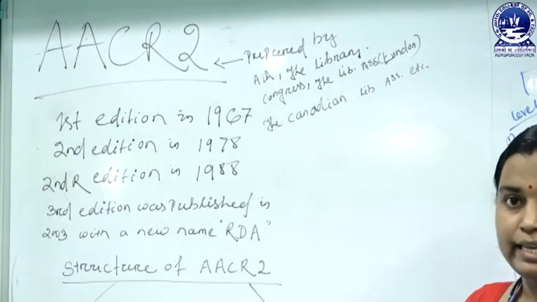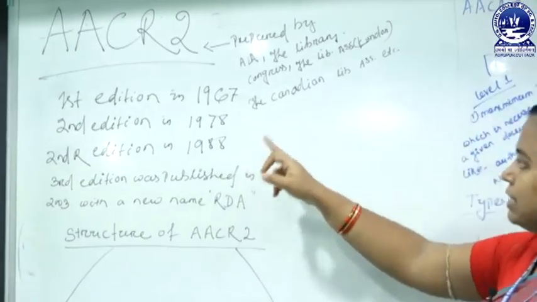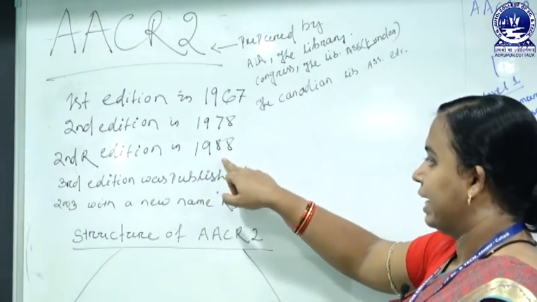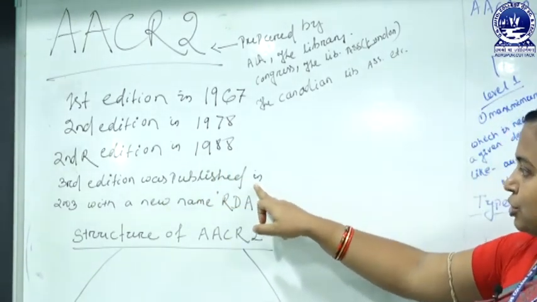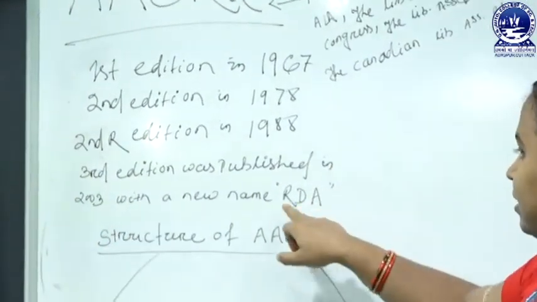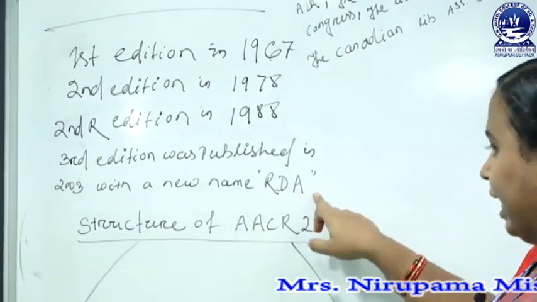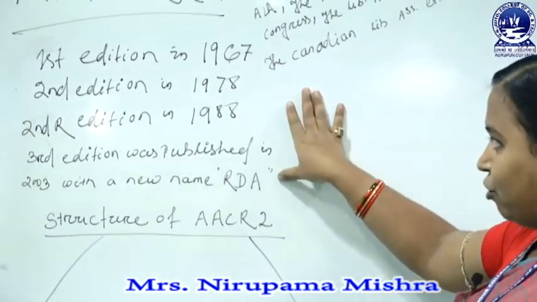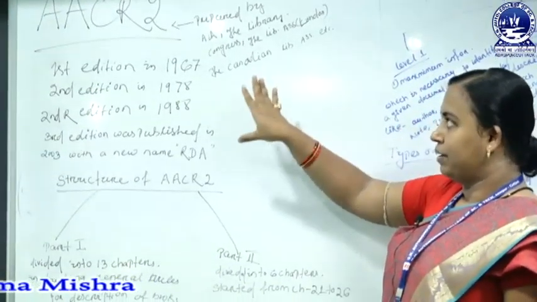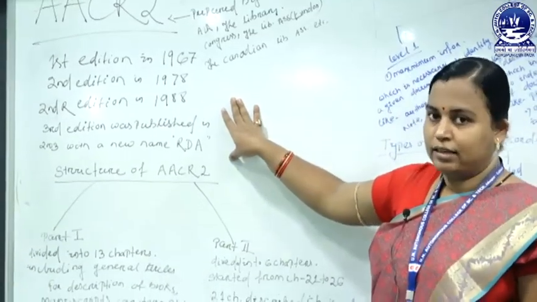The first edition of AACR was published in 1967. The second edition was published in 1978 and revised in 1988. The third edition, known as RDA, was published in 2003, when AACR2 changed its name to RDA. So this is the contextual and primary information about AACR2. AACR2 is a library catalog code which helps to prepare a library catalog.